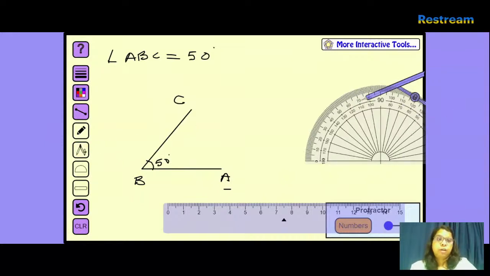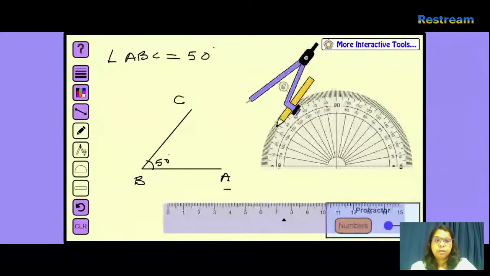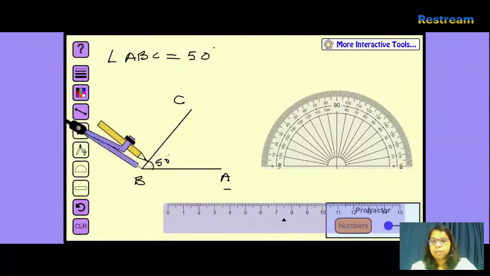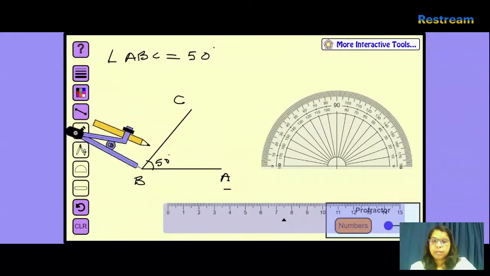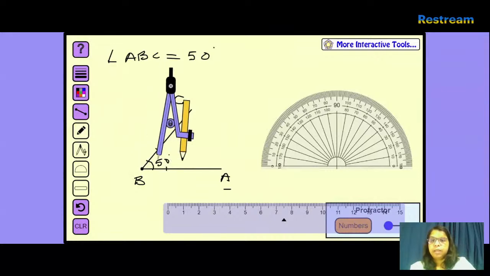Again, now you have to take your compass and reduce the distance in your compass. First put the compass nicely on your B. Take some distance and draw an arc on your side BC. Then draw an arc on your side AB. Now you can keep the distance the same or you can change the distance, it is up to you.